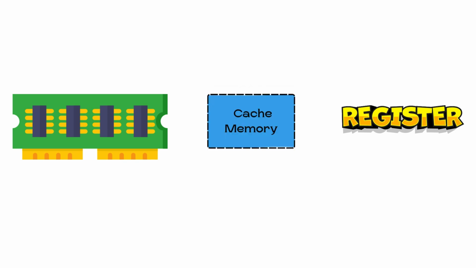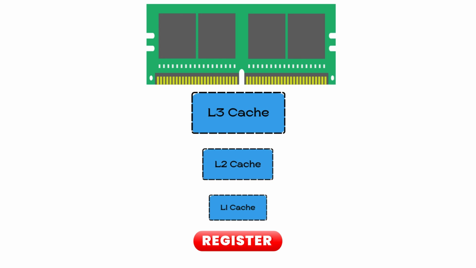It temporarily stores copies of frequently accessed data and instructions from the main memory to improve overall processing speed and efficiency. Cache memory is faster than the main memory, but slower than the registers. It is larger than the registers, but much smaller than the main memory. Modern computers with multiple cores have multiple levels of cache.